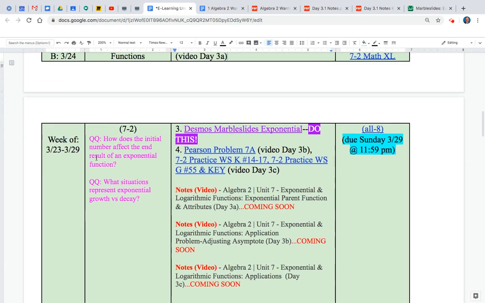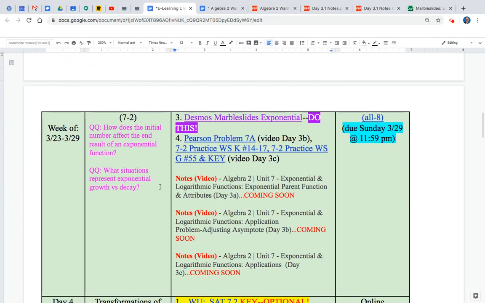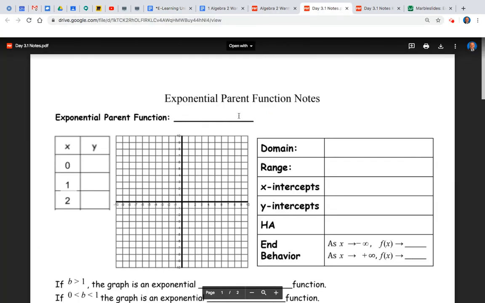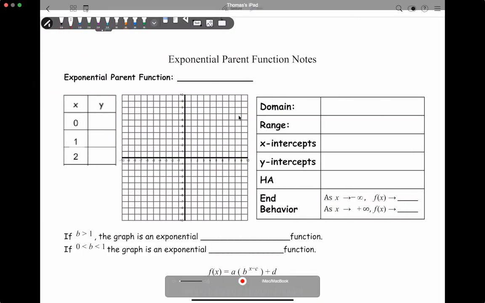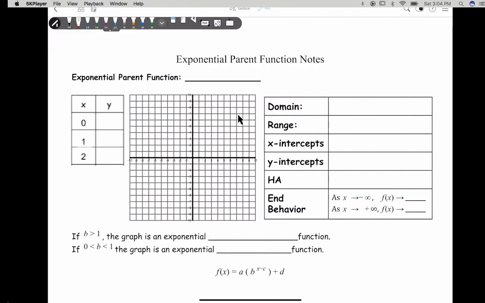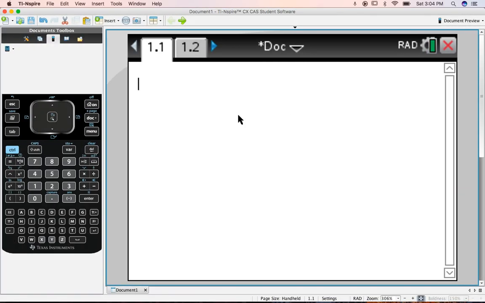All right, so let's go ahead and begin. We're going to start with day 3A, and we're going to go to y is equal to 2 to the power of x. Okay, so here are our notes. So what I'm going to do right now is share my iPad so that I can go ahead and annotate. And again, this is my calculator that I can toggle back and forth through all of these things.